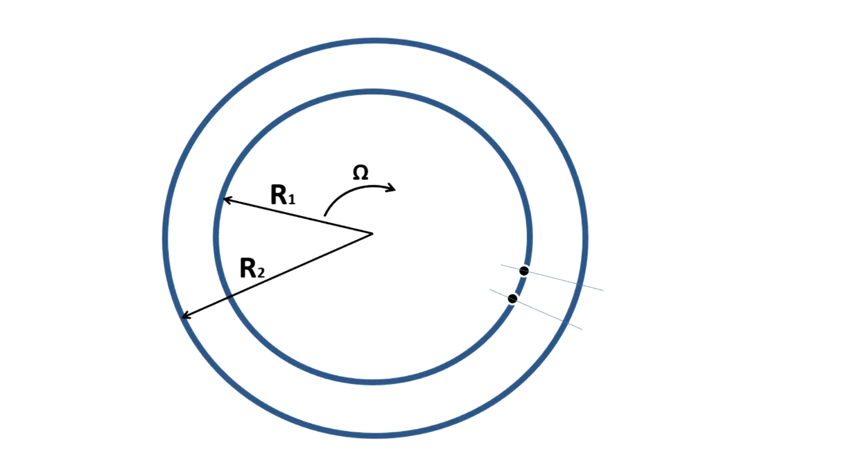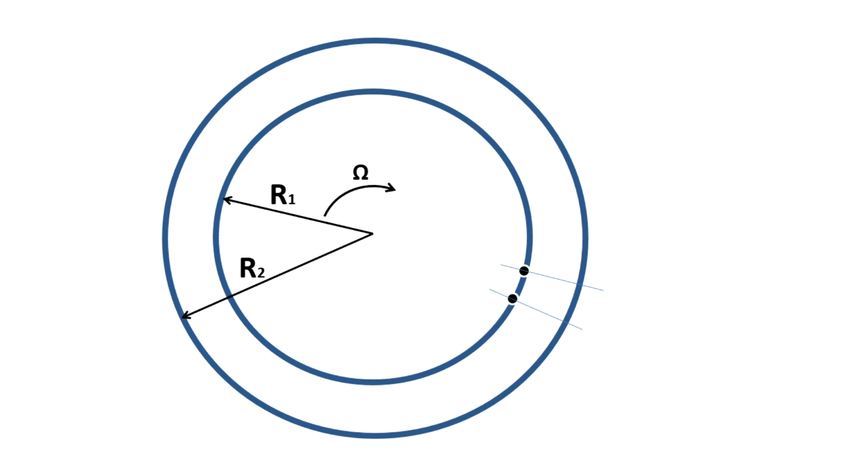Let's assume, for instance, that we add a second loop to the disk with a larger radius. When we rotate the disk, the angular velocity will be the same for both loops, but the tangential velocities will be different. This will result in interference patterns that are different for each loop.